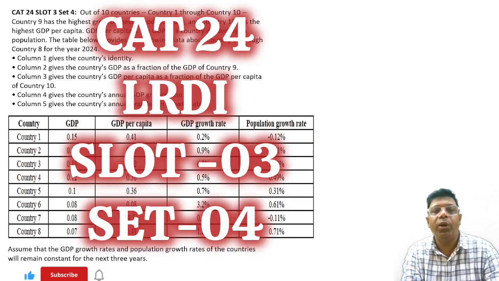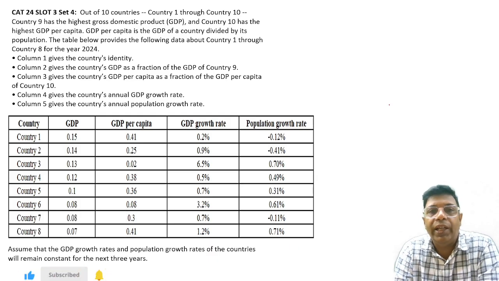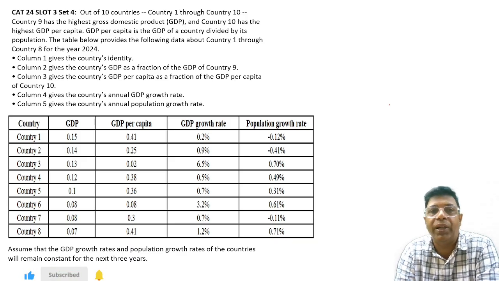It looks to be a pure DI based set, data interpretation. So let's read the information given in the set. Out of 10 countries, country 1 through country 10, country 9 has the highest GDP, and country 10 has the highest GDP per capita. GDP per capita is the GDP of a country divided by its population.